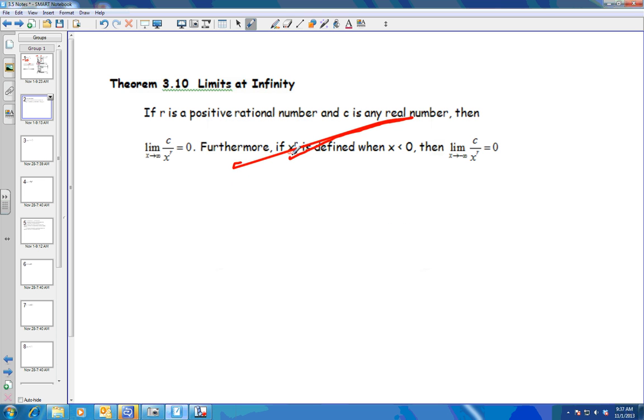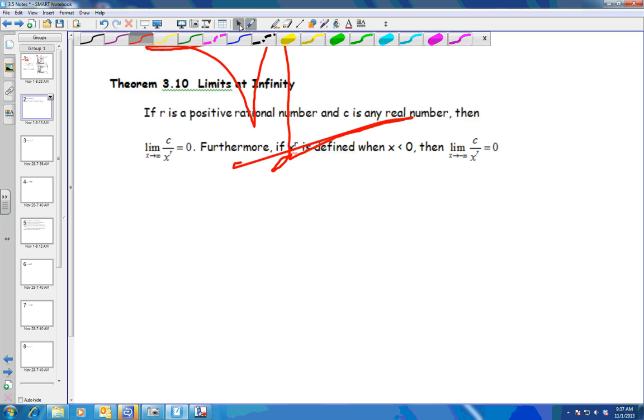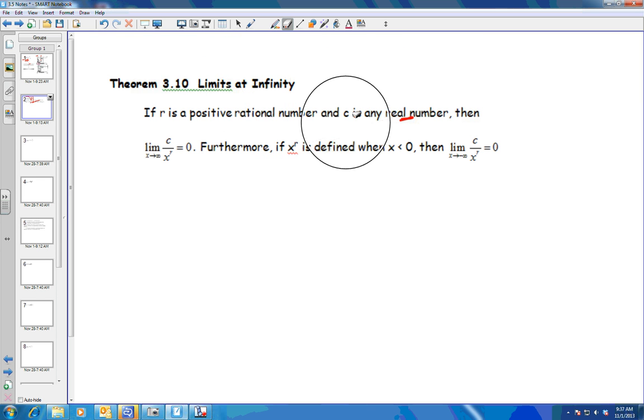I don't know why it does that. Hang on. Oh, hang on. Okay, let me erase all this. My computer just went crazy on me.